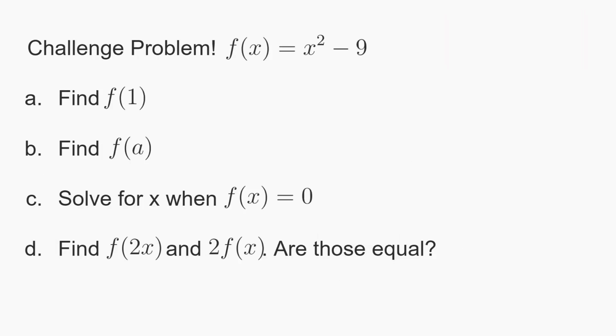Finally, we've gotten to our challenge problem. So, the problem is we have the function f of x equals x squared minus 9. A is to find f of 1, B is to find f of a, C is to solve for x when f of x equals 0, and D is to find f of 2x and 2 times f of x, and to find out whether those are equal.